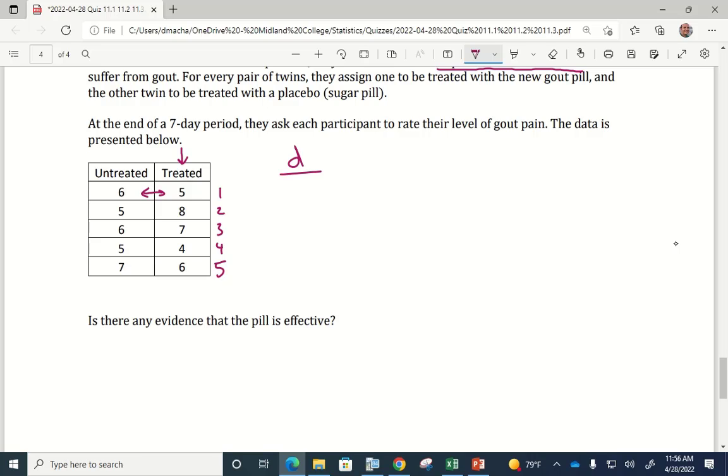So 6 minus 5 is 1, 5 minus 8 is negative 3, 6 minus 7 is negative 1, 5 minus 4 is 1, 7 minus 6 is 1. And to average this, you just add those up and divide by 5, right? So adding them up looks like negative 4 plus 3 is negative 1. So my sample mean is going to be negative 1/5.